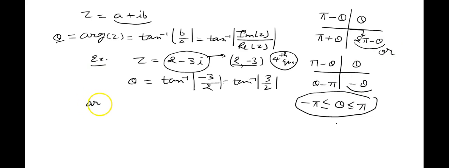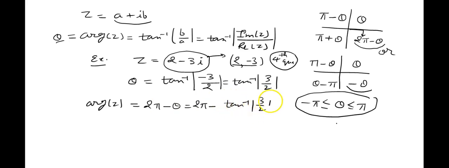So I will write the argument of this particular complex number will be given by 2 pi minus theta, and my theta over here is tan inverse 3 by 2. So this will be my answer, or I can just write down minus tan inverse 3 by 2 as well. So this is how we find the argument of any complex number. Now I will take a few more examples and try to make clear how to find the real part, imaginary part, conjugate, modulus and argument of it.